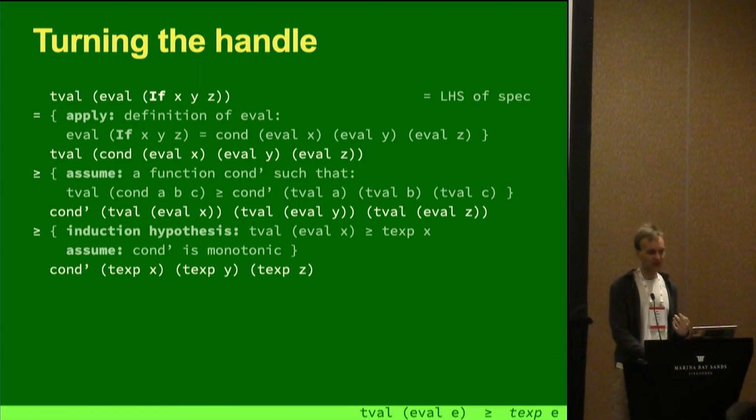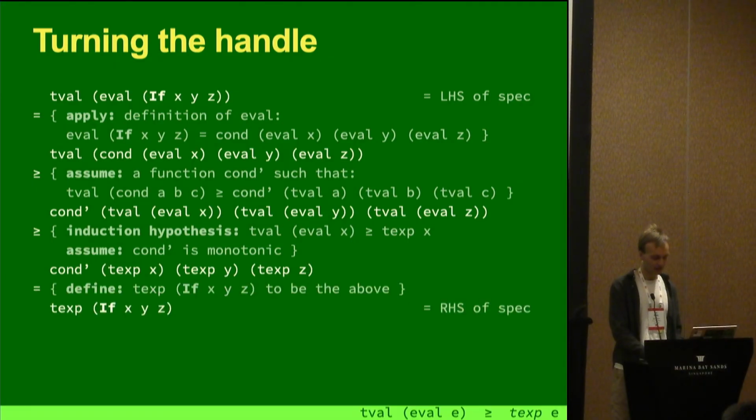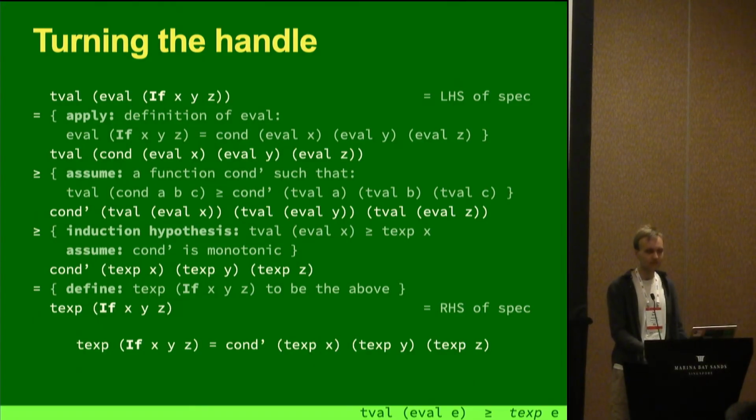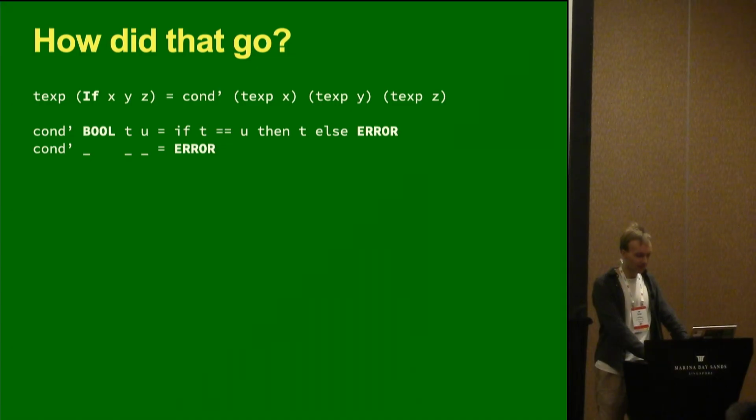But now we're at a point where we can just say, okay, this is a definition of tx at if x, y, z. And by doing this, we find ourselves at the right-hand side of the equation. And so this has given us one defining clause for our function, for our type checker. And we also have to calculate this con prime. I won't show you the calculations here. They're not that hard. And we get this.